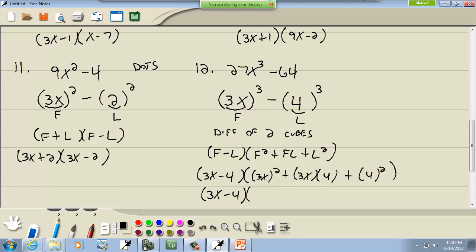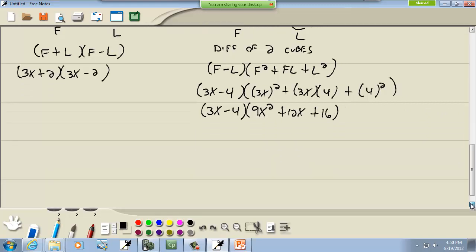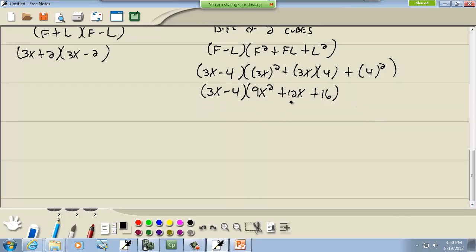Well, 3x squared is 3x times 3x, which gives us 9x squared. 3x times 4 is 12x, and 4 squared gives us 16. Now this always looks like you can take it down further, but you can't. There'd have to be a 24 here in the middle term for you to factor down further. So that'd be your answer.